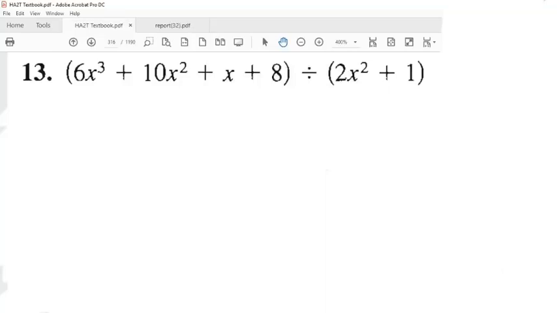Okay, I want to solve this for you two ways. I want to solve it using long division, and I want to solve it using reverse tabular. Okay, so what's the difference between those two? So first, let's do long division.